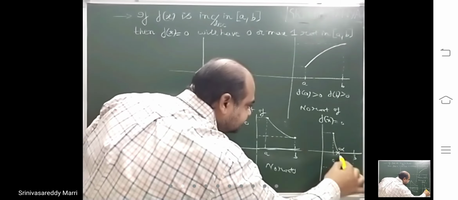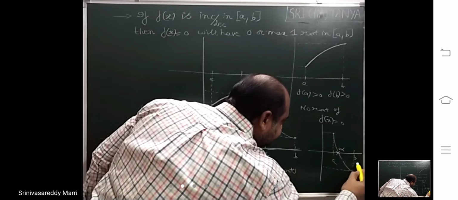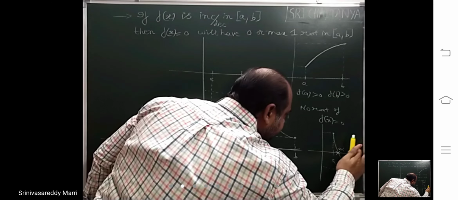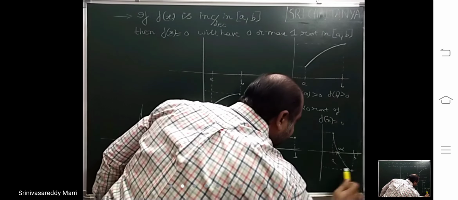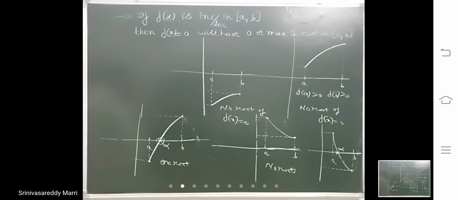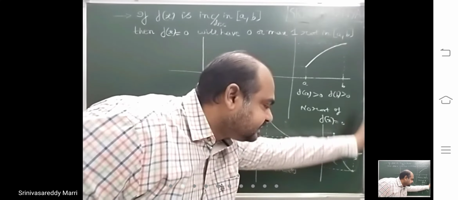In this interval, it is decreasing. Again, if it comes above like this, then there will be a root. But in that interval, I told you it is strictly decreasing only. Again, it won't come up. If it comes up, there is a chance of another root.